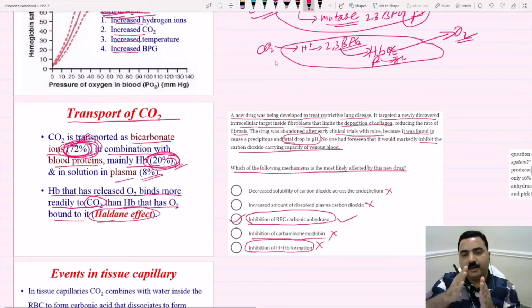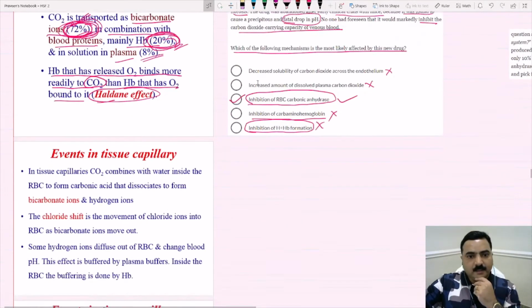Hydrogen binding to the hemoglobin will cause the kicking out of the oxygen. So the oxygen delivery to the tissue will be reduced if you inhibit the hydrogen binding to the hemoglobin. Hope you understood the importance of this 72 percentage. So let's see those in detail.